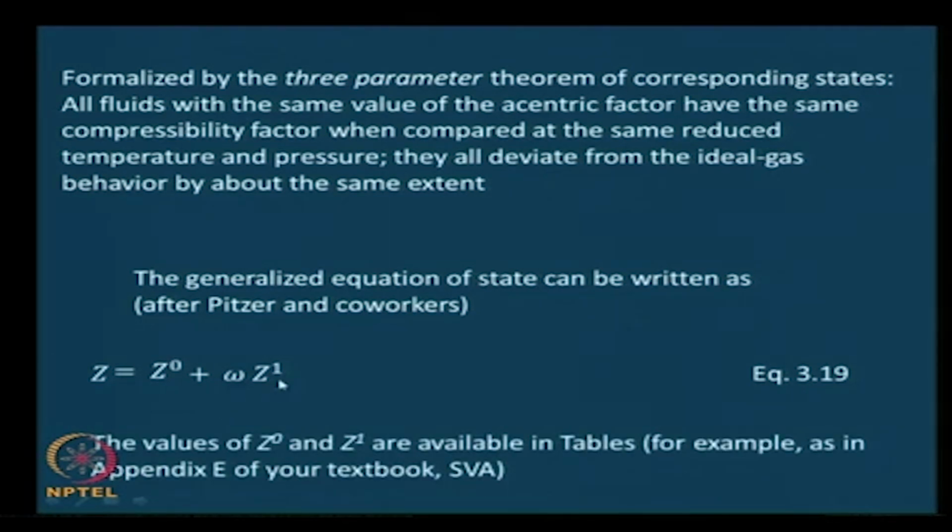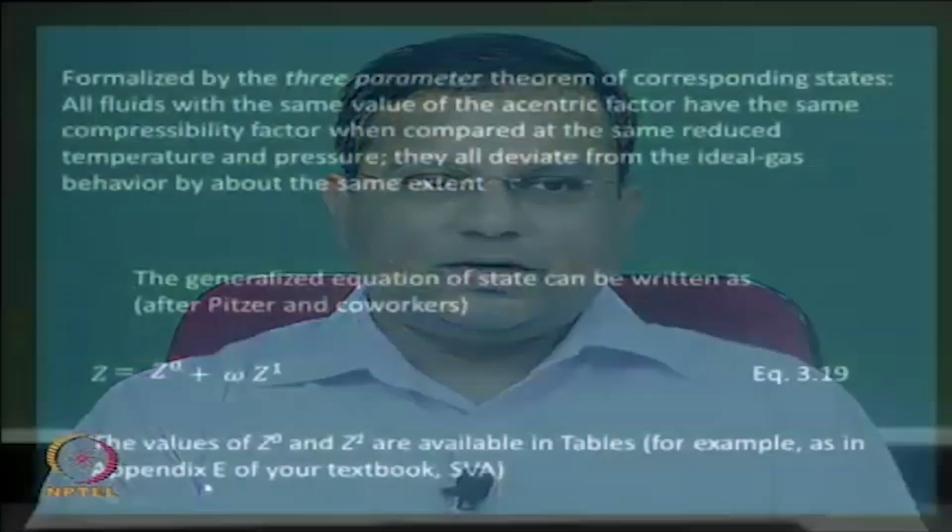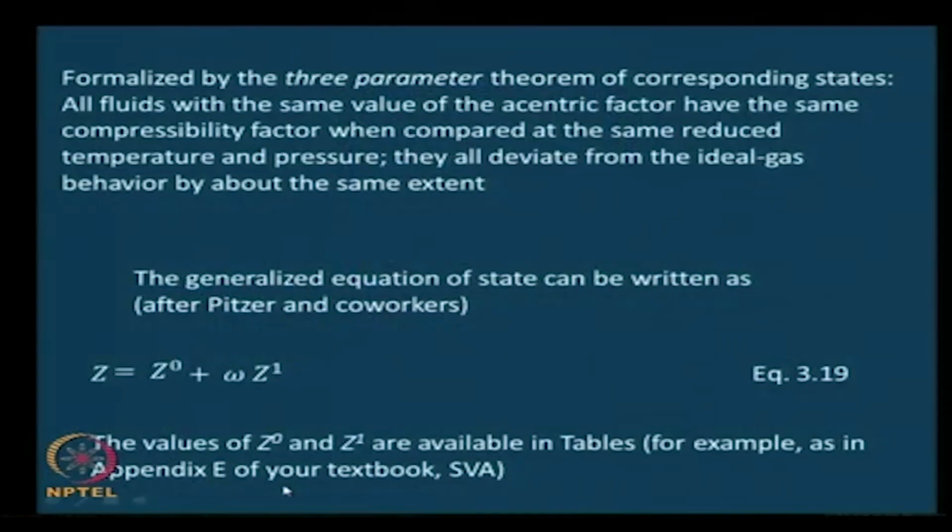Why it is written in this form is that the values of Z0 and Z1 are available readily in tables. So, one can use those tables and directly calculate the compressibility factor here. One or a few such tables are given in Appendix E of your textbook, Smith, Van Ness, Abbott. What I would like you to do now is to familiarize yourself with these tables. Please go to Appendix E and look at how these values, Z0 and Z1, are given there. Take about 5 minutes.